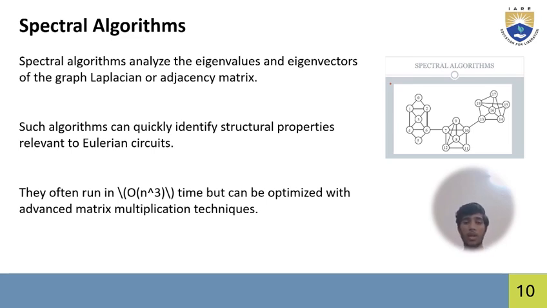Spectral algorithms. Spectral algorithms analyze the eigenvalues and eigenvectors of the graph Laplacian or adjacency matrix. Such algorithms can quickly identify structural properties relevant to Eulerian circuits.